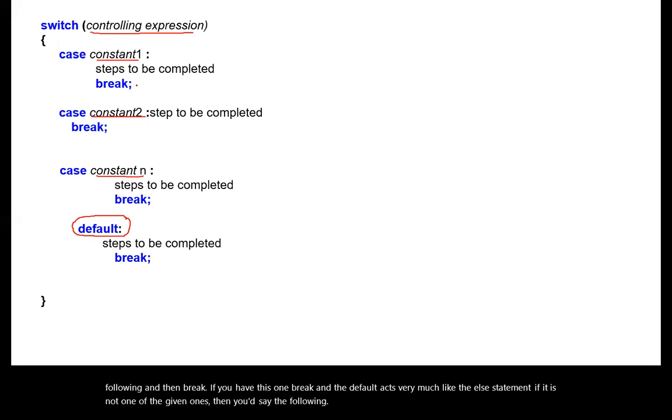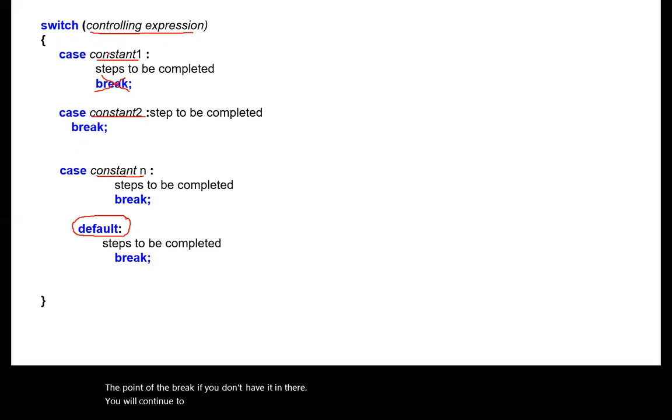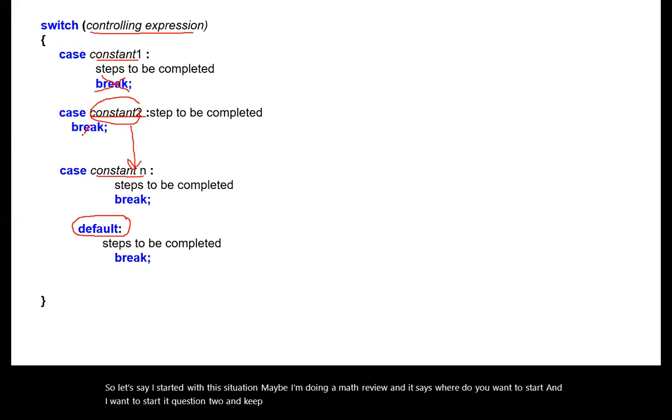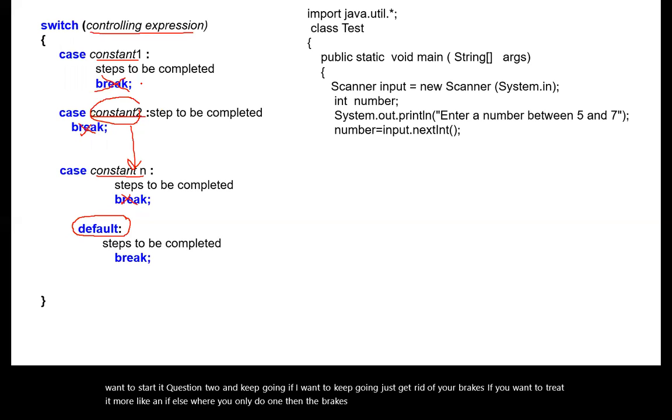The point of the break, if you don't have it in there, you will continue to execute everything from the first case. So let's say I started with this situation. Maybe I'm doing a math review and it says, where do you want to start? And I want to start at question 2 and keep going. If I want to keep going, just get rid of your breaks. If you want to treat it more like an if-else, where you only do one, then the breaks are crucial. Let's see it in action.